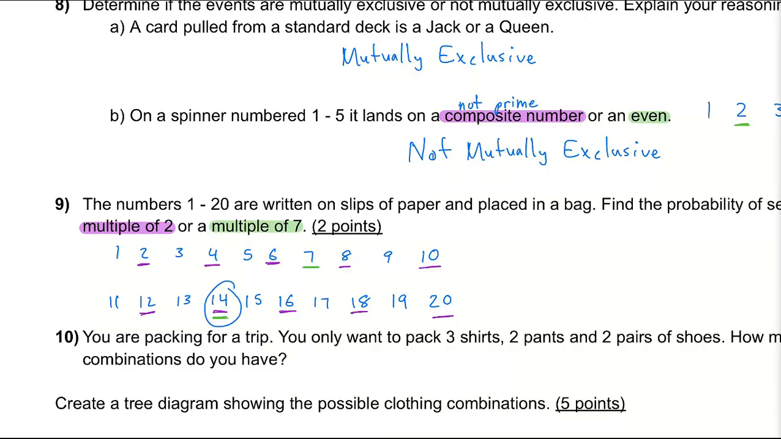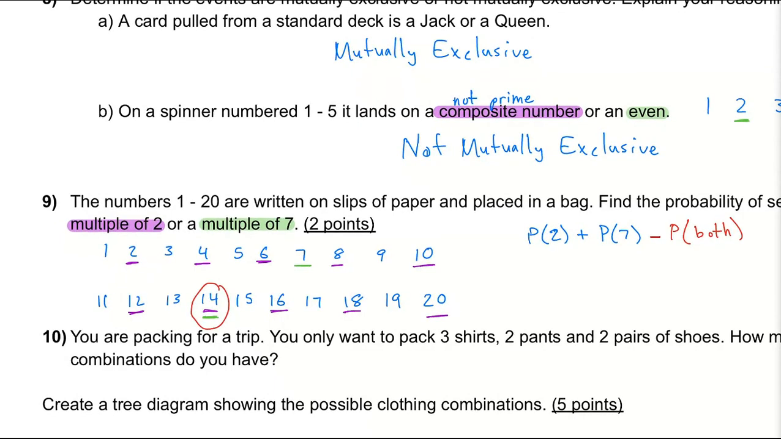Okay, so you see 14 is doubled. Let me come back to that. I'm going to make this red so we identify what that means. If we're finding the probability here, we want to find the probability of a multiple of 2, add that to the probability of a multiple of 7. And then what we're going to do is subtract, if we need to, the multiple of both. All right? So you'll notice my both and that 14 circled are in red.